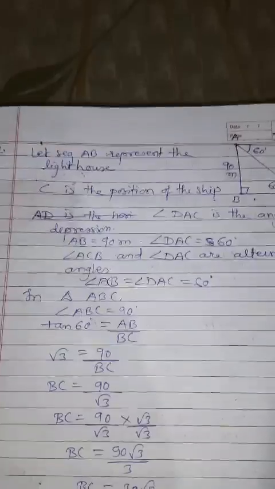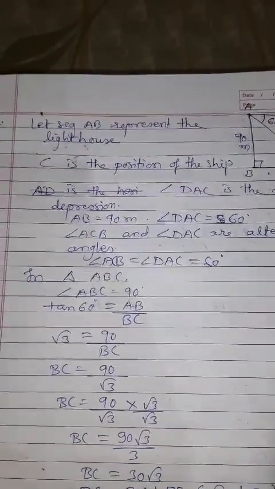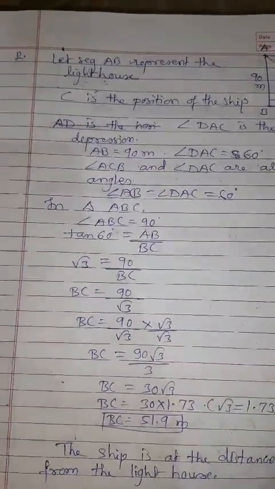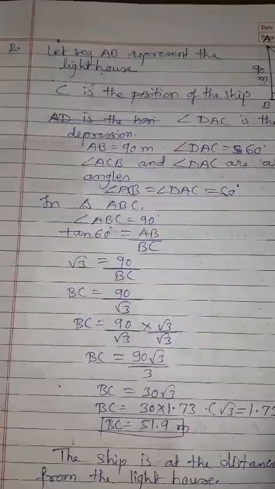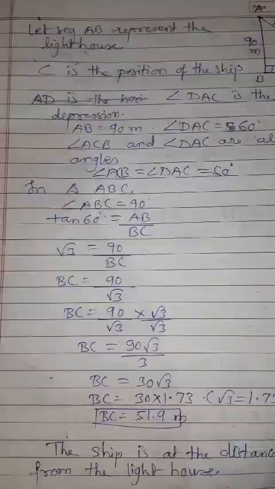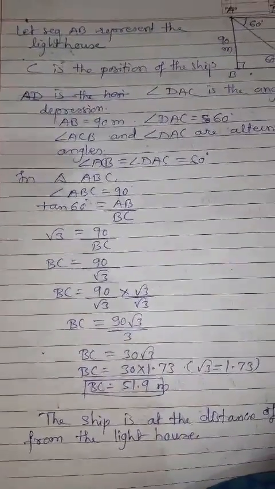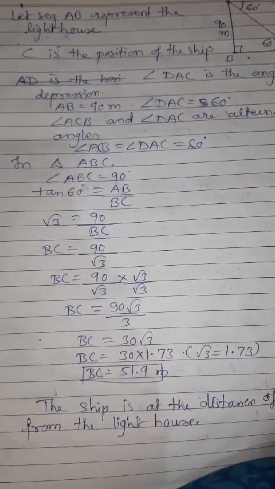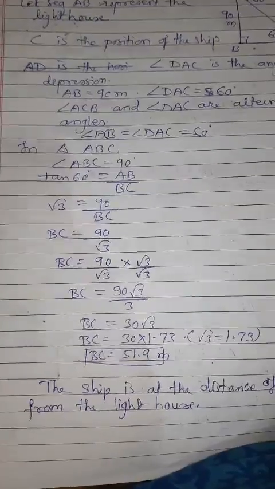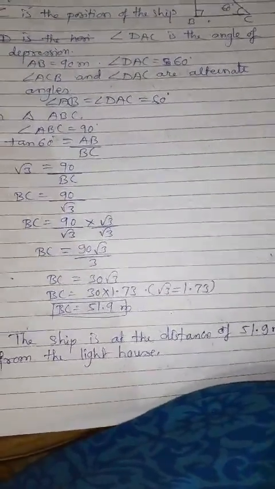We know that the value of tan 60 is √3, AB is 90, and BC we have to find. So BC is equal to 90 upon √3. So 90 upon √3 into √3 upon √3. Here we rationalize the denominator by multiplying √3 on both numerator and denominator. BC is equal to 90√3 upon 3. So BC is equal to 30√3, and we know the value of √3 is already given as 1.73, so we use this value here, and we find BC is equal to 51.9 meter. The ship is at a distance of 51.9 meter from the lighthouse.